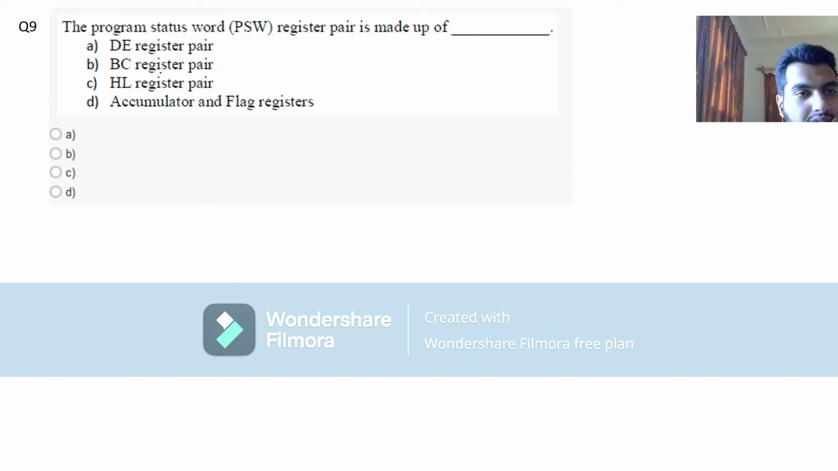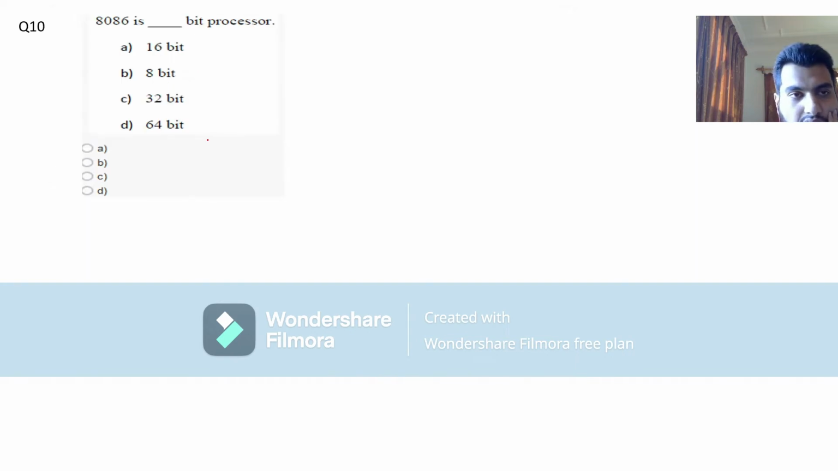Now we have another question. The program status word register pair is made up of: A, DE register pair; B, BC register pair; C, HL register pair; and D, accumulator and flag registers. So the program status word register pair is made up of the HL register pair. Sorry, not HL. It is made up of the accumulator and flag registers. So the program status word is made up of the accumulator and flag registers.